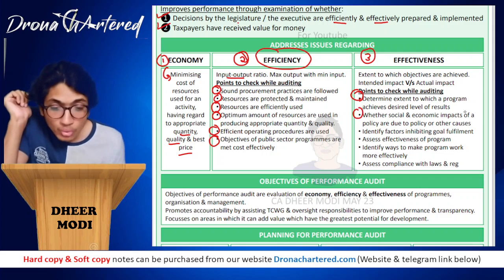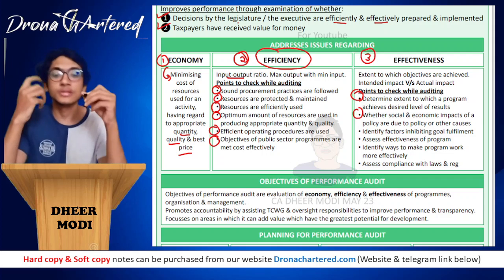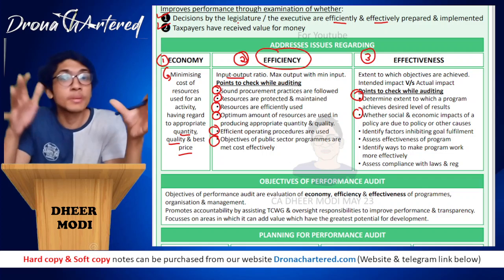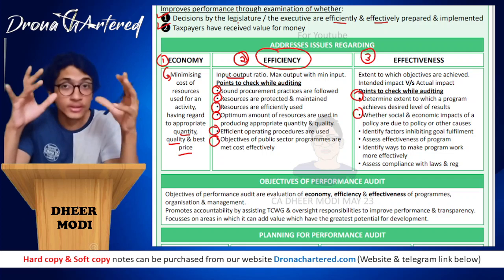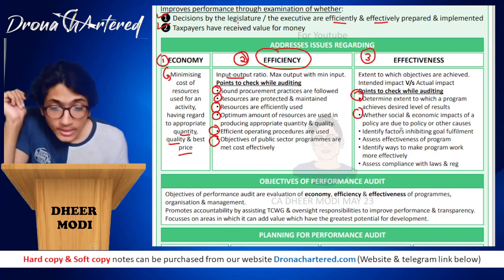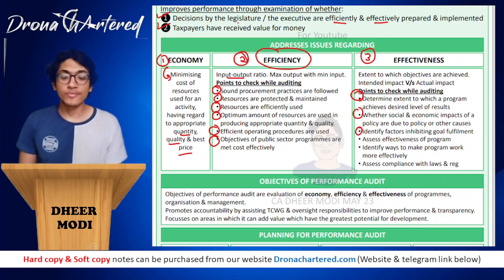Next, whether social and economic impacts of a policy are due to the policy or any other changes. So if you notice any social and economic impacts on the people around you, you have to make sure that this is not only because of you, or is there anything happening outside also. Next, identify factors inhibiting goal fulfillment.